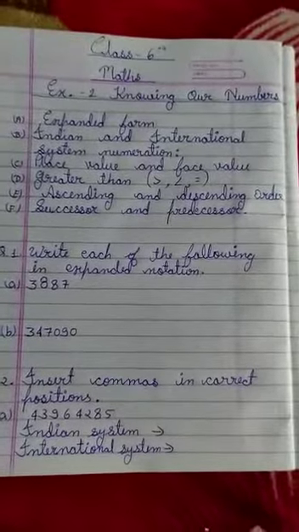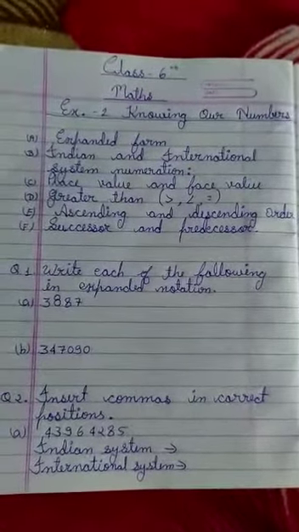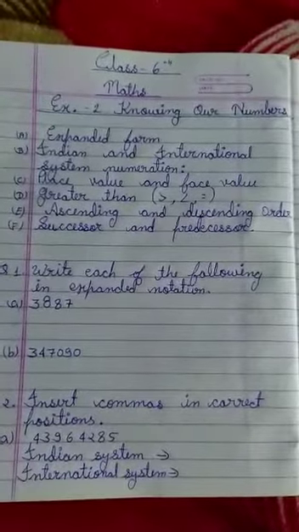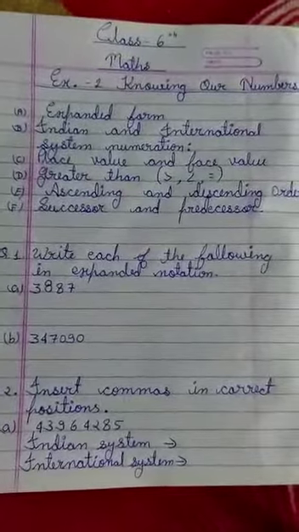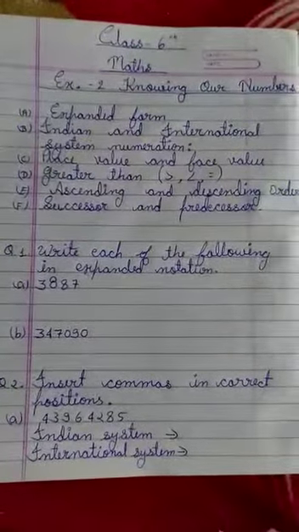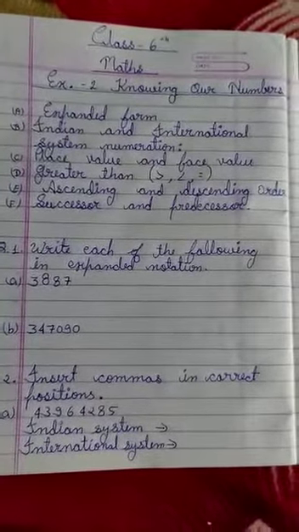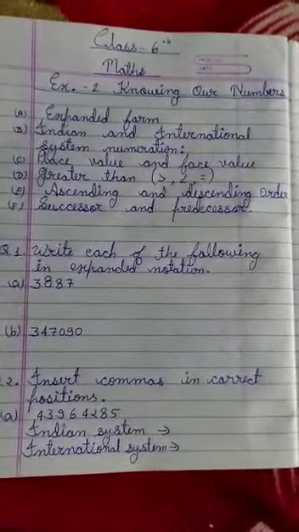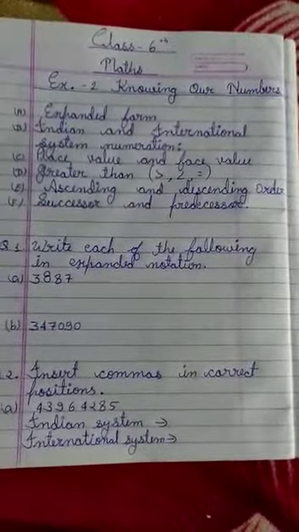In 6th class we have chapter exercise 2, knowing our numbers. Numbers are used to count something. In the second chapter we have expanded form, Indian and international system of numeration, place value and face value, greater than, less than and equal to, which means comparison of numbers, and the next points are ascending and descending order, and successor and predecessor.